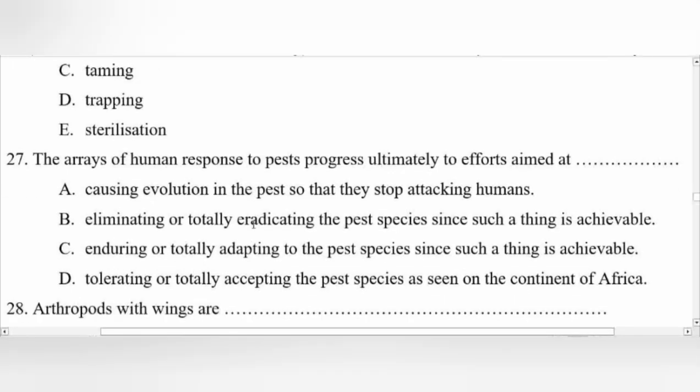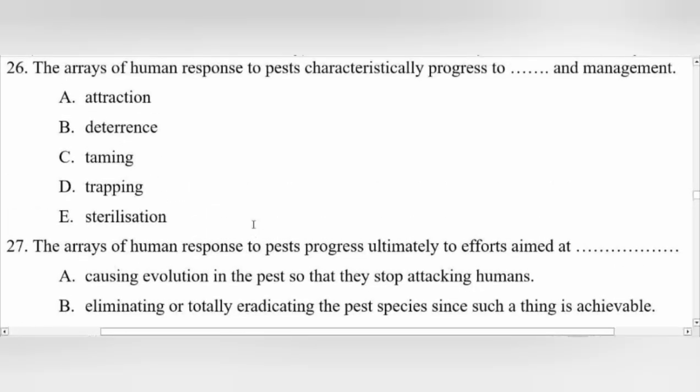I think the next question is also part of the human responses. The array of human response to pests progresses ultimately to effort aimed at... It means that from the previous one we said it begins with tolerance. But if we can't tolerate them any longer, what would we do? We will attract them, deter them, tame them, trap them, terrorize them, or cause them to become sterile. Our best answer here should be deterrence. We will deter them, and manage. So the array of human response to pests characteristically progresses to deterrence and management.